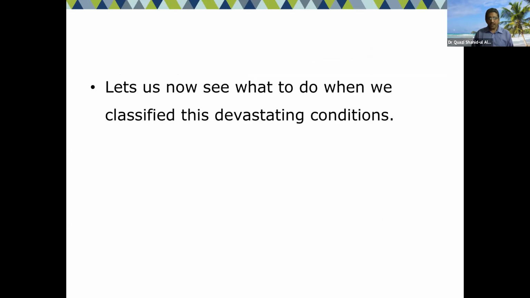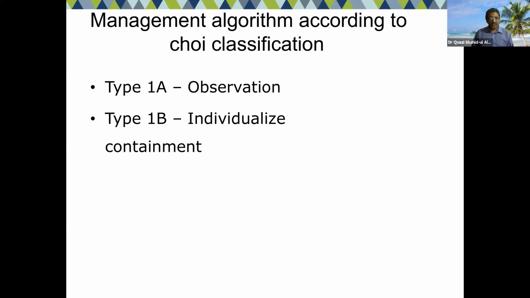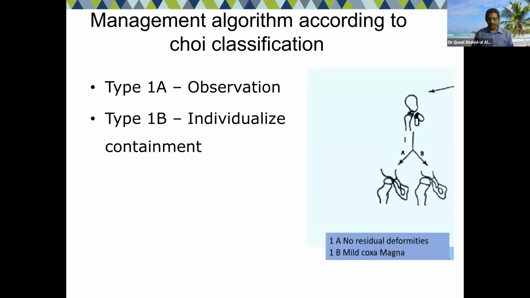So let us now see what we can do when we classify this devastating condition. We know how the classification is, and we know the names of the options and how to do them. So let's now see what to do for each condition. If it is a TOEI type 1A, that means the femur has regained its normal size and shape. So we can only wait and observe, and maybe a secondary osteoarthritic change develops later on.